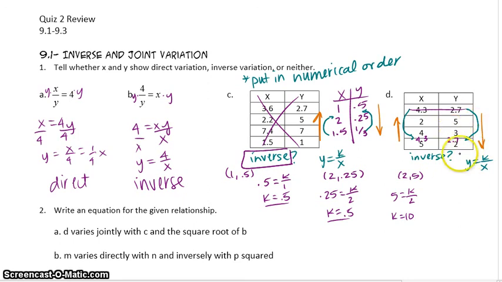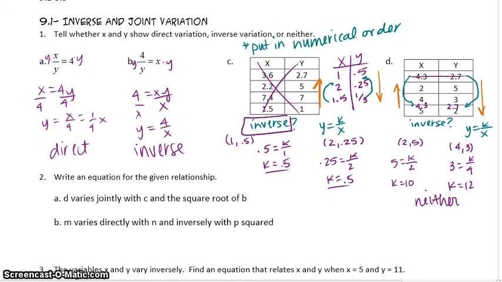So I'm just going to test 4, 3. So 3 equals k over 4. 4 times 3 is 12, so k equals 12. Ooh, since these are not the same, that means that it is neither. Okay, since our k's are different, that's what makes it neither.